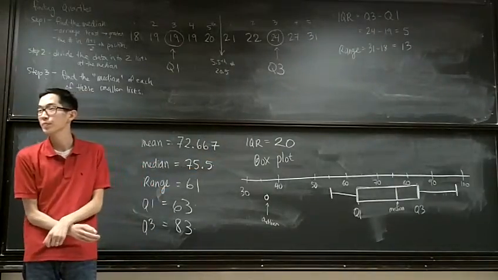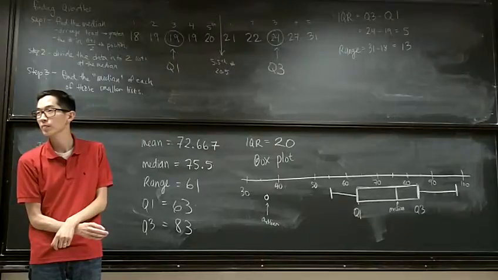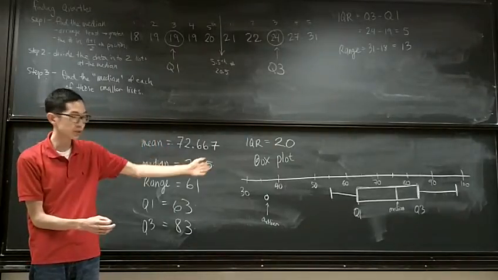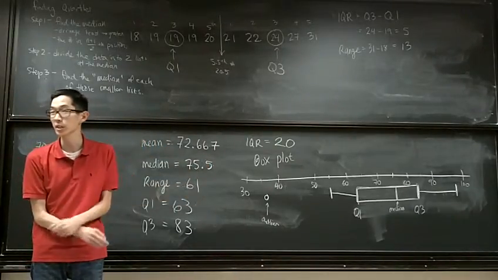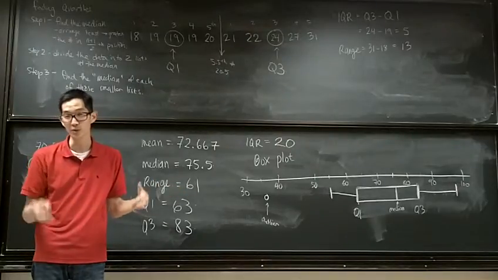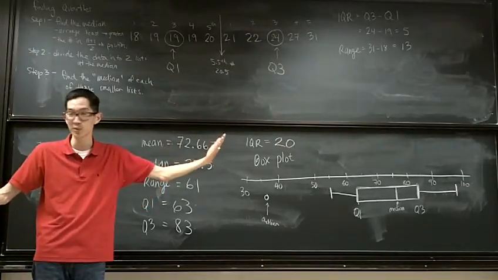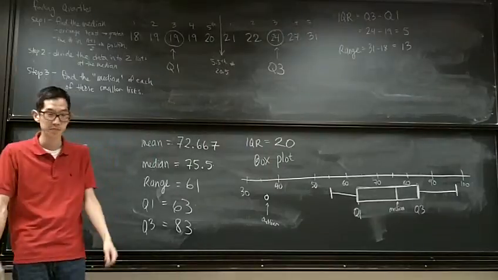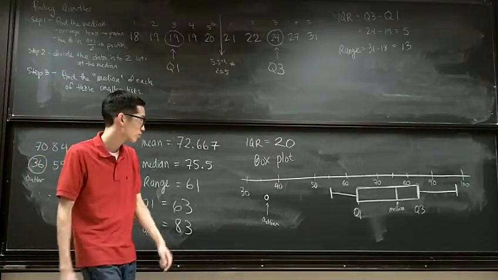Question? So, if there's no outlier, there's a Q. Yeah, if there's no outlier, the whisker would go all the way to the smallest point. Okay? So if there's no outliers, your whiskers would go to the smallest point and largest point in your data set. Okay.